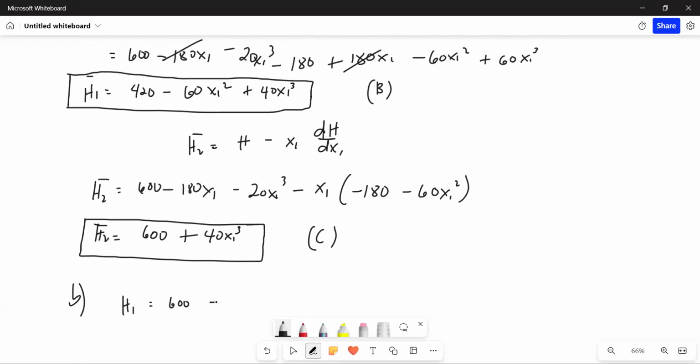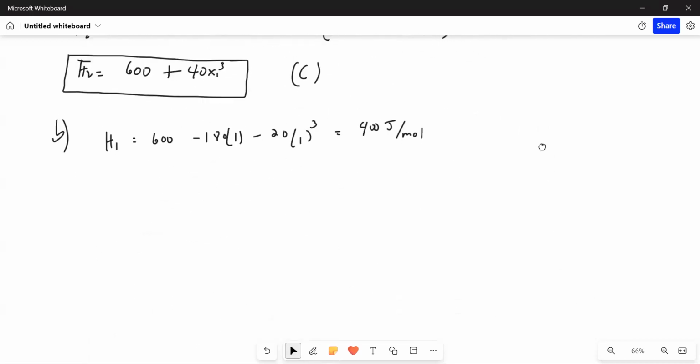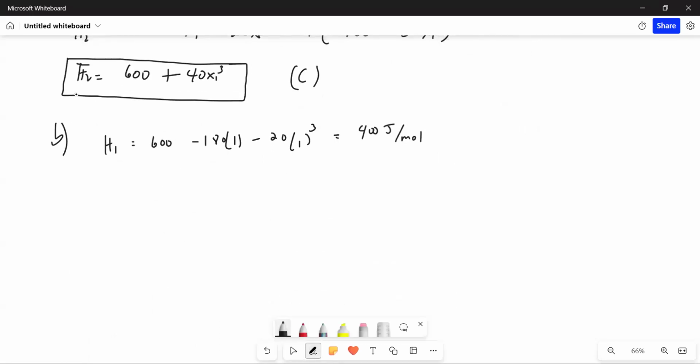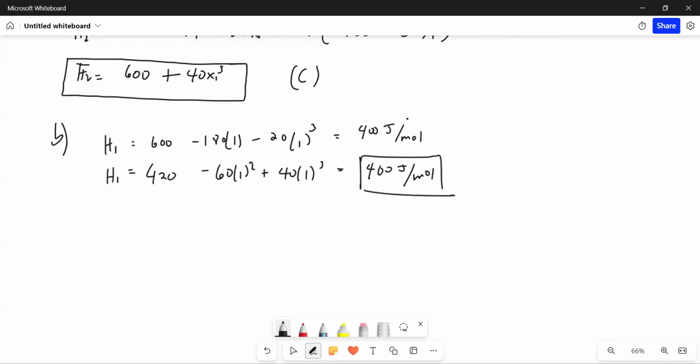That would be 600 minus 180 times 1, minus 20 times 1 cubed, and that would give you 400 joules per mole. This should match the answer if we use equation B. So let's replace x sub 1 with 1 in equation B. The answer is also 400 joules per mole. So that is H sub 1.